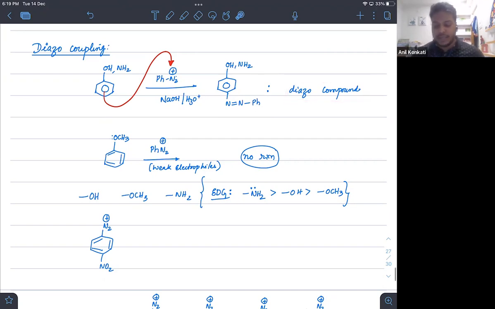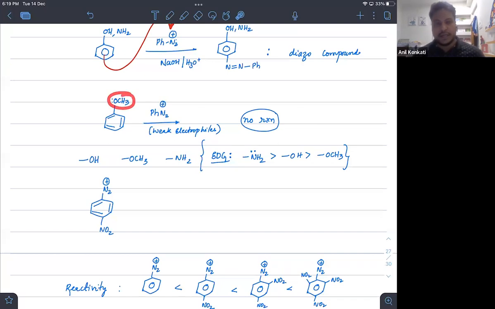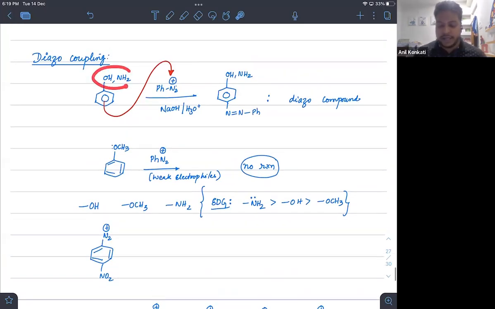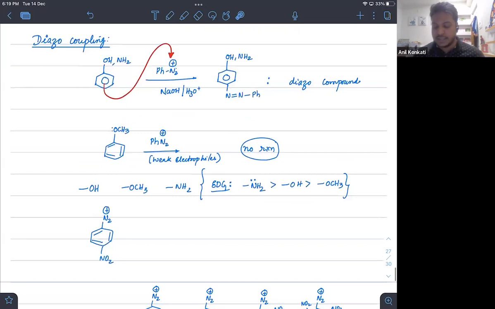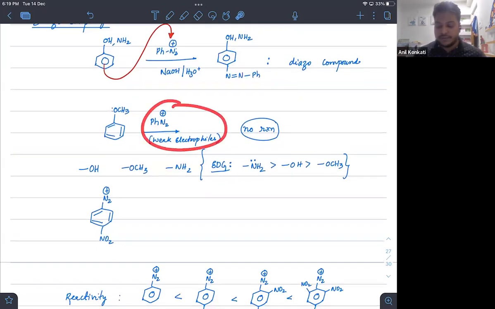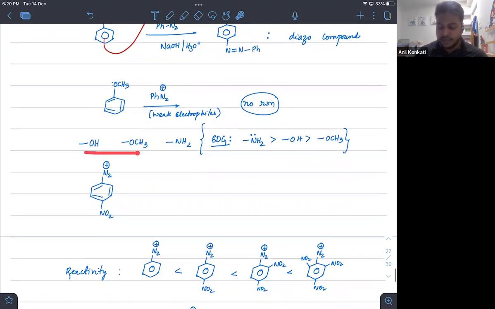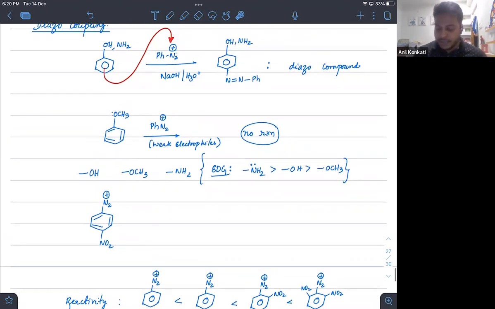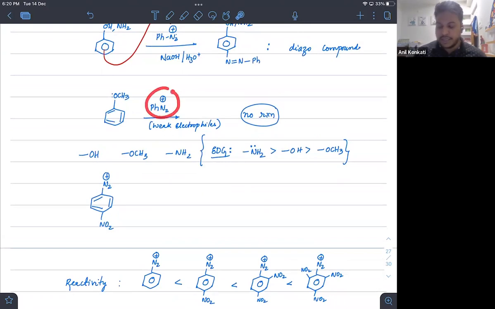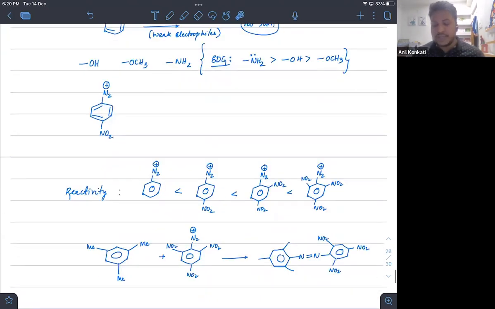And these compounds are called diazo compounds. Okay. Although OCH3 is donating, it is not as strongly activating as OH and NH2. Hence, with diazonium salt, we'll have a very, very weak, we'll have a very low yield, or we can say no reaction at all. Okay. So if you were asked between these three, which is a strongly donating group, then it is NH2, then OH, then OCH3.